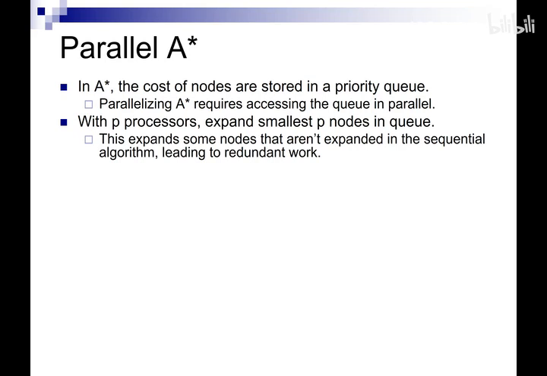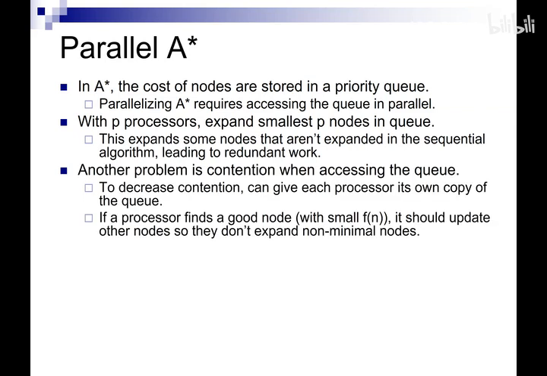Because the sequential algorithm always expands the smallest node and then adds some more nodes potentially into the queue, and then it keeps picking the smallest node. Here, at any time point we just pick the P smallest nodes, and this could actually be different from what happens in the sequential algorithm. So this can end up doing more work than the sequential algorithm. The other problem is that since we all have to take out these P nodes, we have contention when the parallel processes access this queue concurrently.